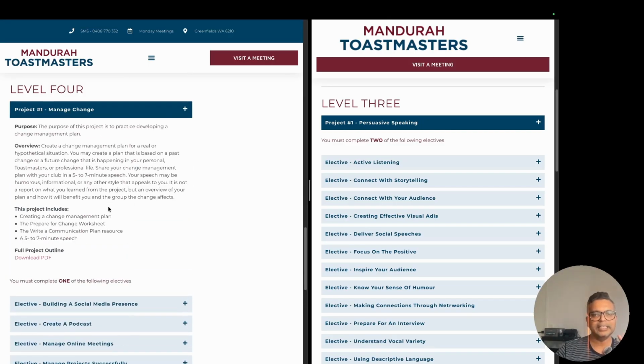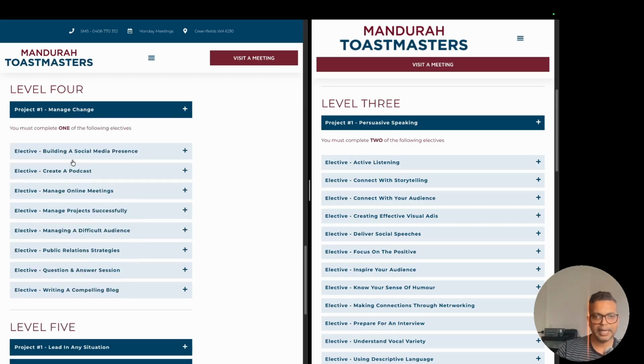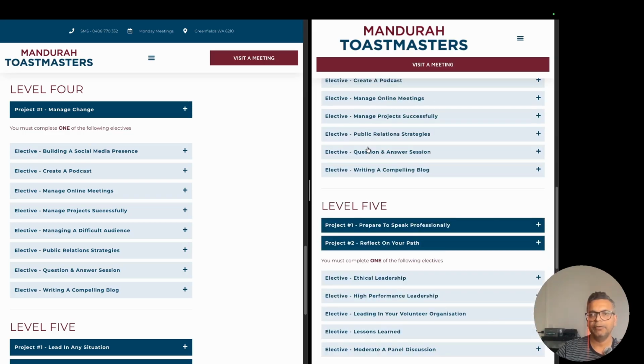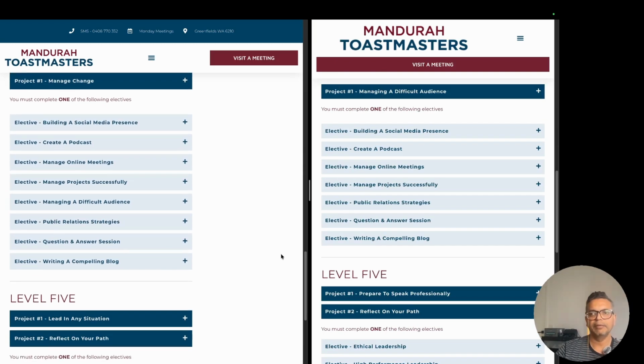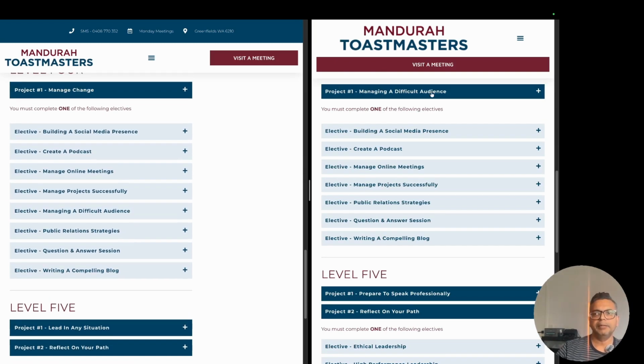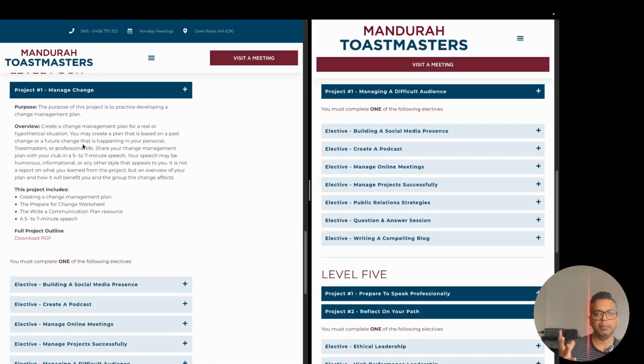This is an interesting project, and again, level 4 has 1 mandatory project and then 2 electives. Similar thing, we go back to level 4 here. Level 4. Managing a difficult audience with presentation mastery, but with dynamic leadership you have managing change. So that means if change is happening in your organization, you go with a role play, your hypothetical situation, change has happened, so this project includes creation of a change management plan.